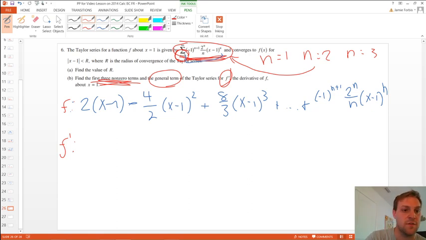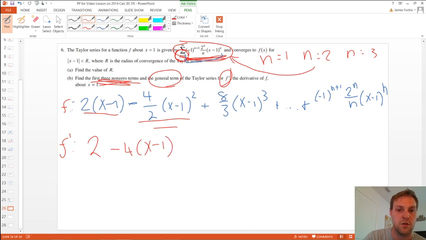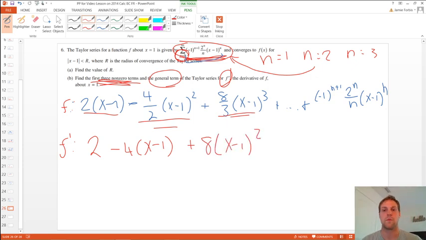So if I take the derivative of 2 times x minus 1, that's just going to be 2. If I take the derivative of this quantity here, doing power rule, that's just going to be minus 4 times quantity x minus 1. And if I take the derivative of this quantity, that's going to be plus 8 times x minus 1 squared, and then plus dot dot dot.